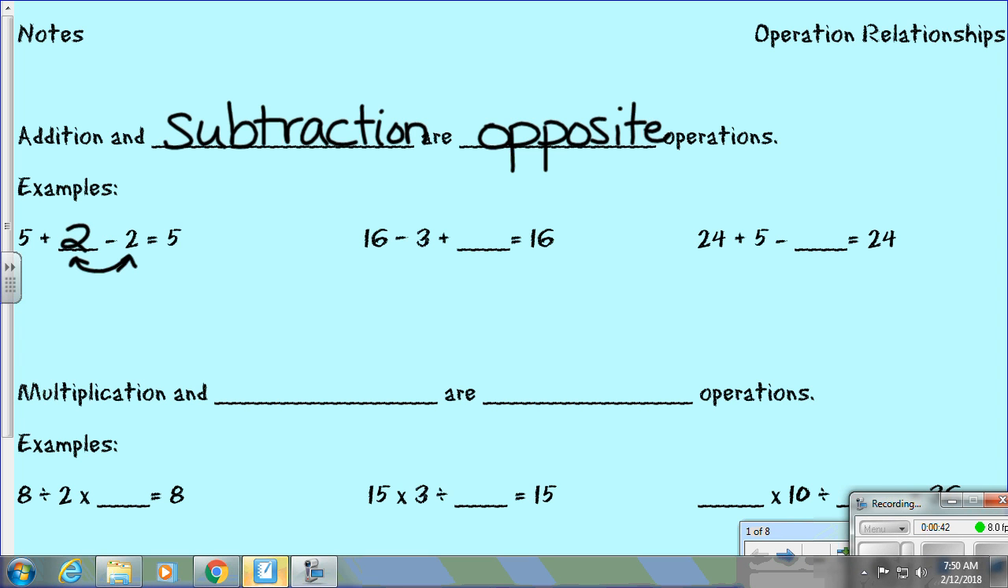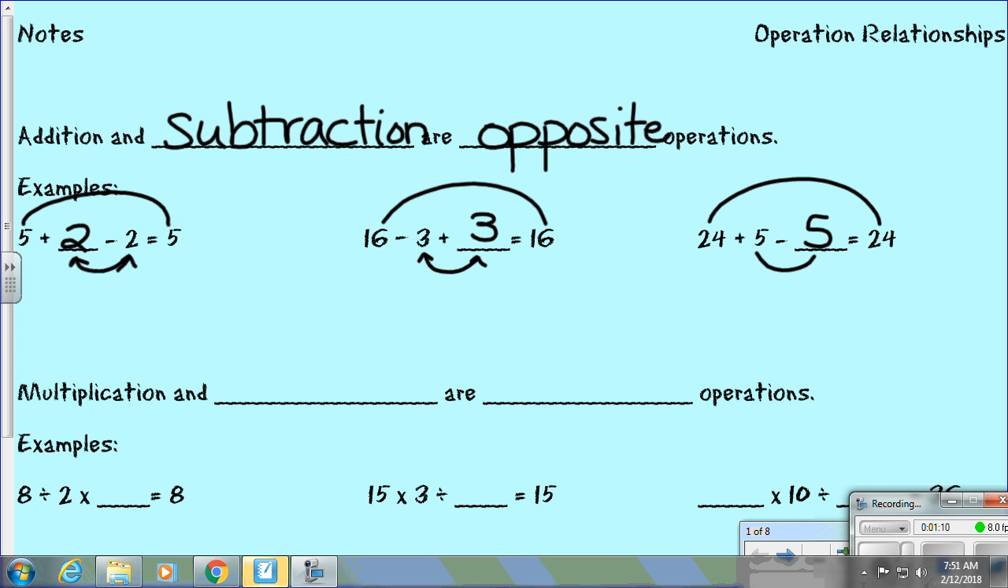Moving on to the next one. 16 minus 3 plus what gives me 16? 3. Again, those two numbers match each other. Notice how the outside numbers also match. Next one, 24 plus 5 minus what gives you 24? 5. The insides match, the outsides match.